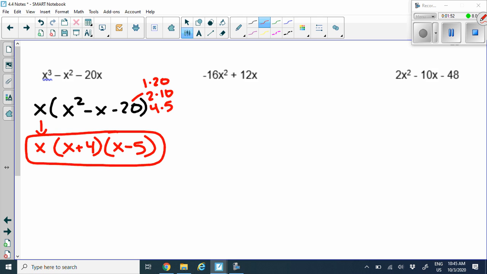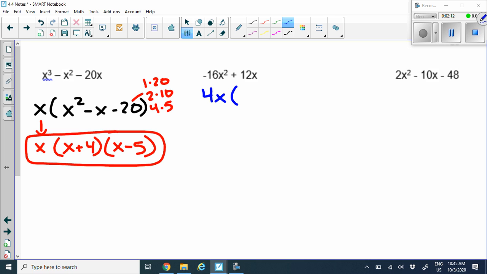We have negative 16x squared plus 12x. Okay, do these two terms have a number in common? Yes, they have a 4 in common. Okay, do they have a variable? Yes, they have an x. We can only take an x out because remember that last term, the most amount it has is just 1x.